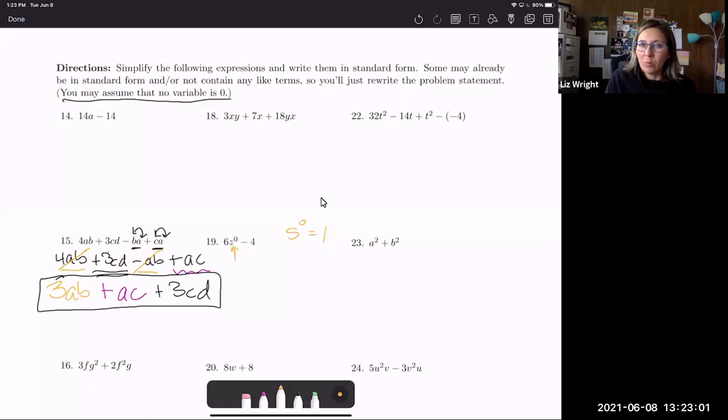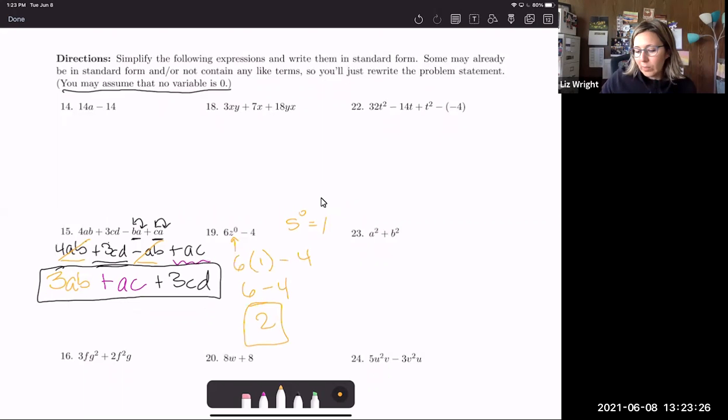If you don't understand why right now, I don't want you to worry about it. We are going to cover it in some future sections. Right now, I want you to believe me that z to the 0 is just going to equal 1. So what that means is we get to go 6 times 1 minus 4. And then we get 6 times 1, which is 6, minus 4 gives us 2. And that's your final answer for that one.